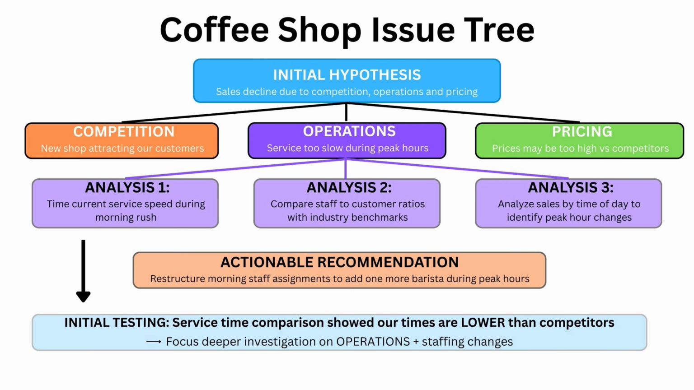Step 2 is to structure this into 3 testable components you can see in the second layer of the diagram. So we've got competition, the new shop is attracting our regular customers. Operations, our service is too slow during peak hours. And pricing, our prices may be too high compared to competitors.